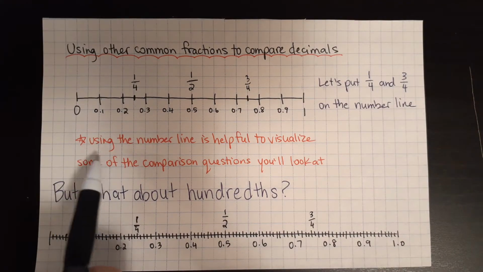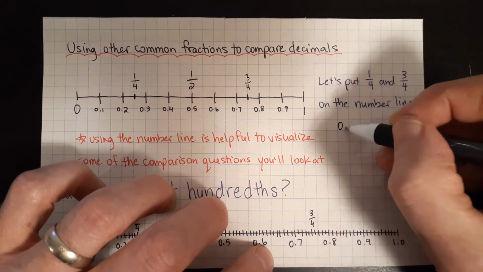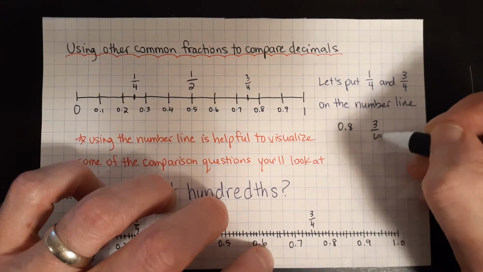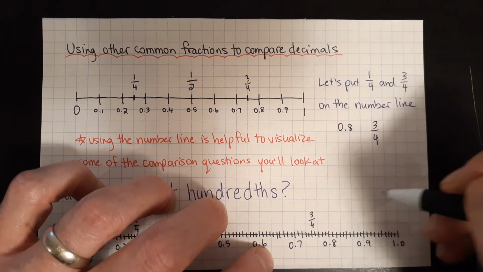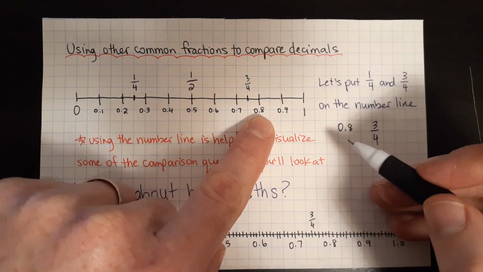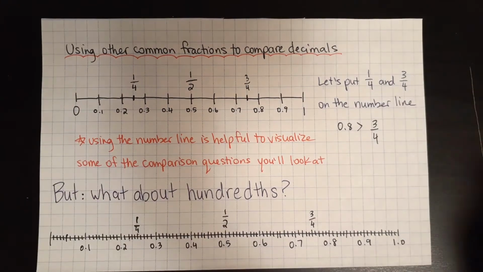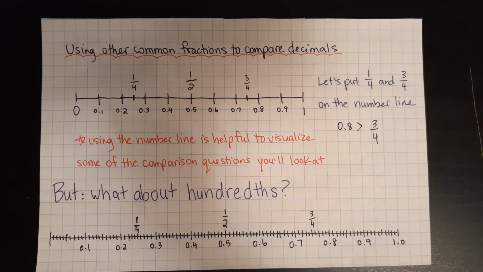Now, it's helpful that we can start using the number line to visualize some of the comparison questions that you're going to look at in your workbook. What I mean by that is, if we see something like 0.8 and 3/4, and we ask which one is bigger, if I were to use the greater than, less than, or equal symbol, I would say that because 0.8 is further to the right than 3/4, 0.8 is actually bigger than 3/4. I don't even need to convert 0.8 to a fraction or convert 3/4 to a decimal. I can just look on the number line and figure that out.